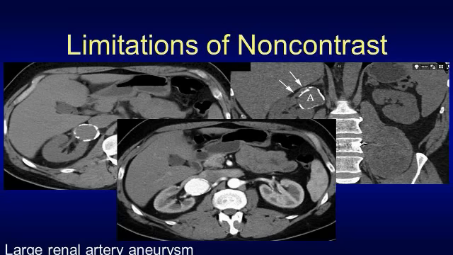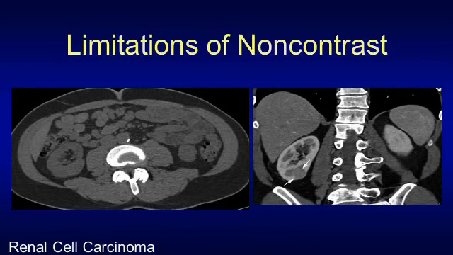But really, definitively, the diagnosis is made with IV contrast. We see this is a large enhancing aneurysm. Next case, kidney looks completely normal on the non-contrast scan. We give contrast, and there's a small renal cell carcinoma that you will not see without contrast.